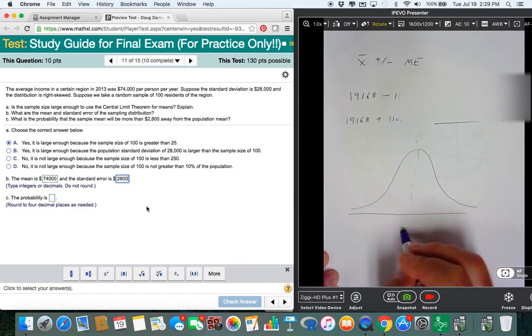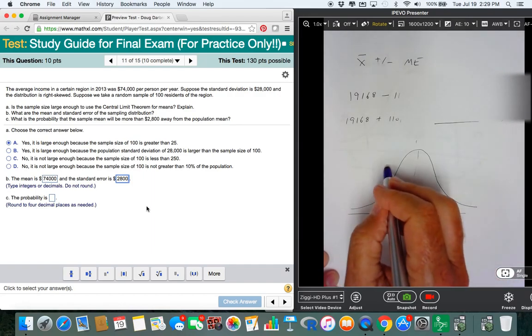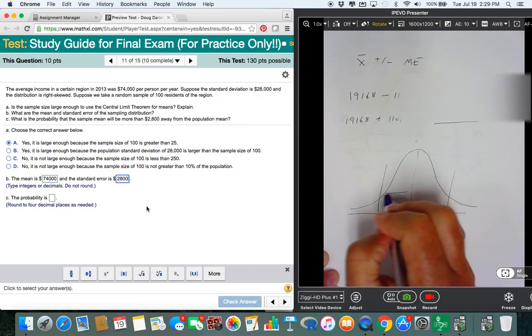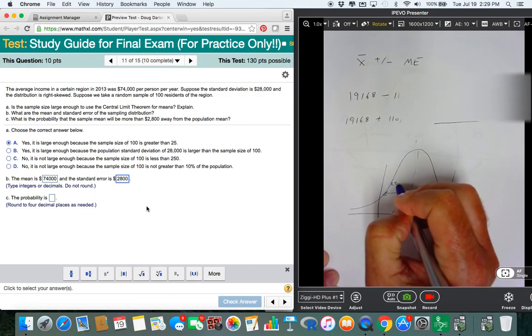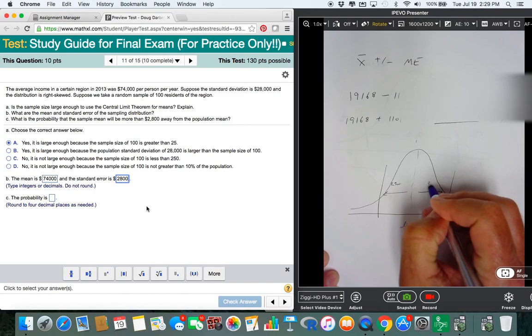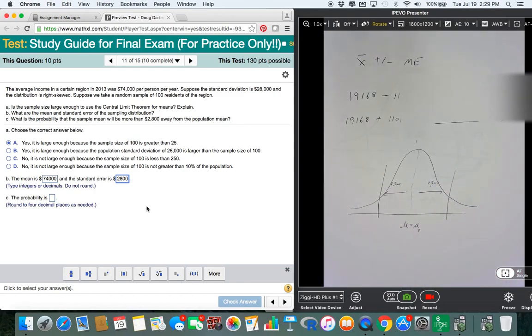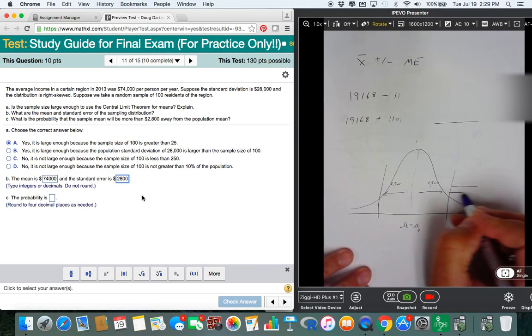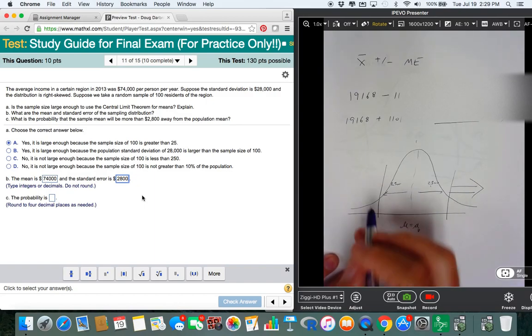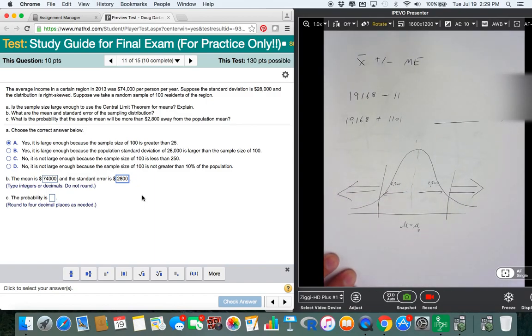So we've got our mean, which is equal to the mean of the sampling distribution in the center. And then we've got these two values that are more than 2,800 away. And guys, what's so holy about 2,800? That's our standard error. So really, we're just talking about anything that's greater than that much away or that much away.